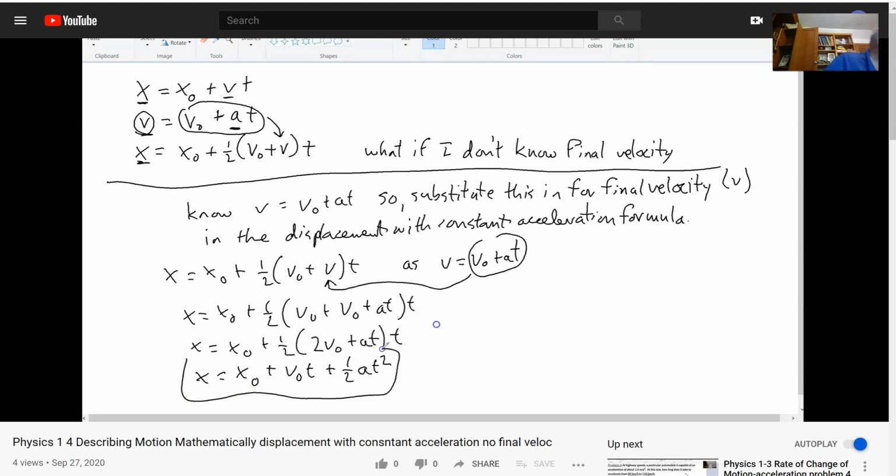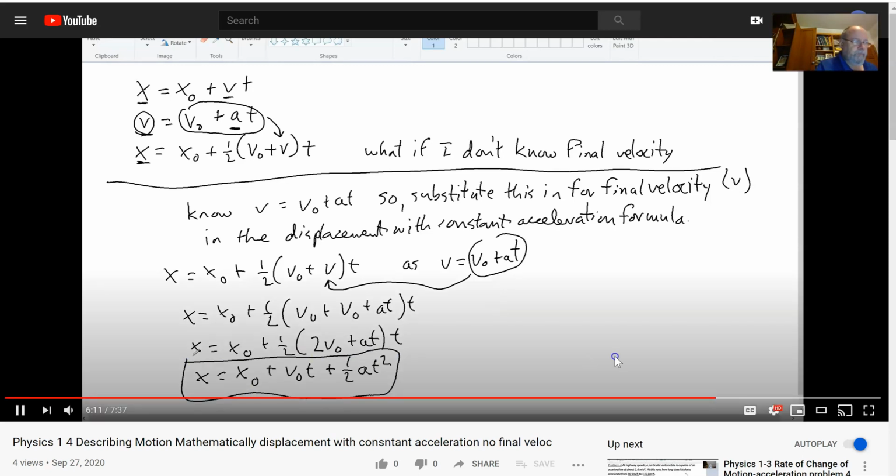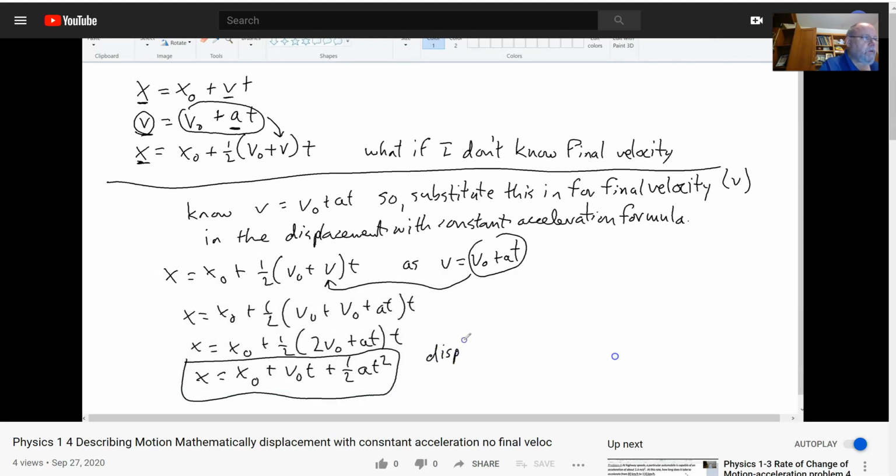So this is going to be my next formula, and we're going to call this displacement or final position, whichever you prefer. Displacement with constant acceleration.